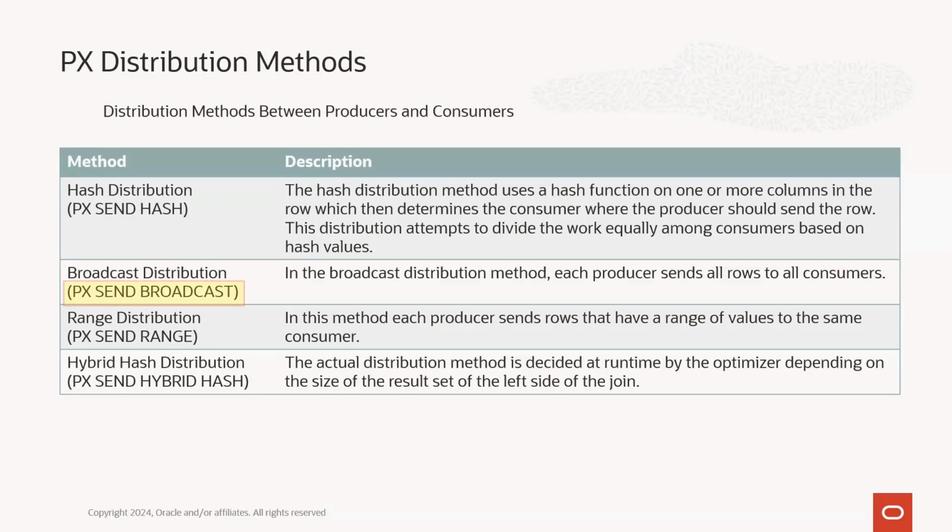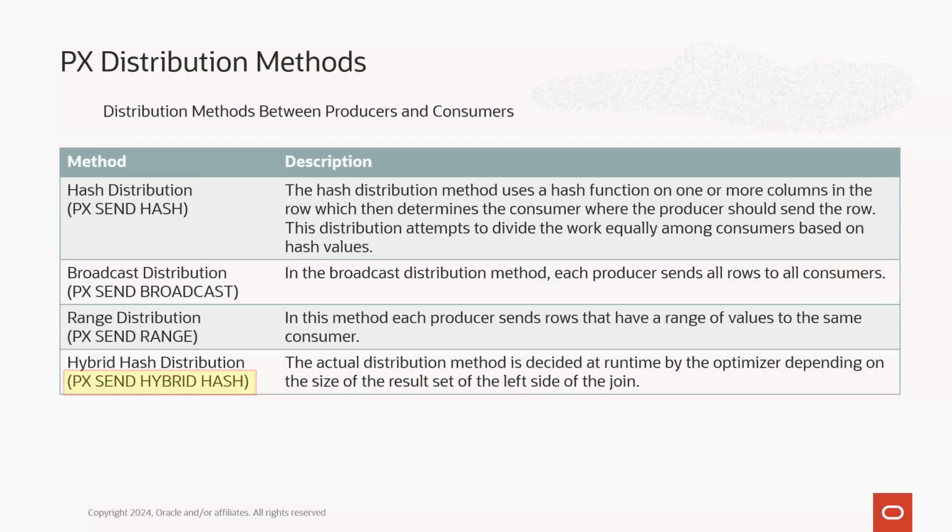Broadcast distribution, we can see in the execution plan as PX send broadcast. With this method, each producer sends all its rows to all consumers. If there are n producers, the data will be distributed to all n consumers. So equal distribution will be done in this case. Range distribution shows as PX send range in the execution plan. In this method, each producer sends its rows that have a range of values to the same consumer.